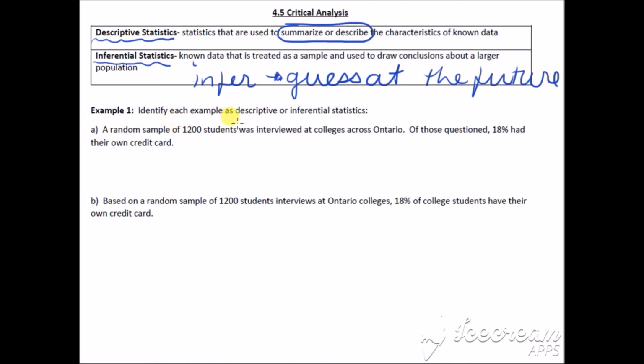So identify each example as descriptive or inferential. A random sample of 1,200 students was interviewed at colleges across Ontario. Of those students, 18% had their own credit card. Okay, so this is known data. Okay, we know of these 1,200 students, 18% have a credit card, so this is descriptive.